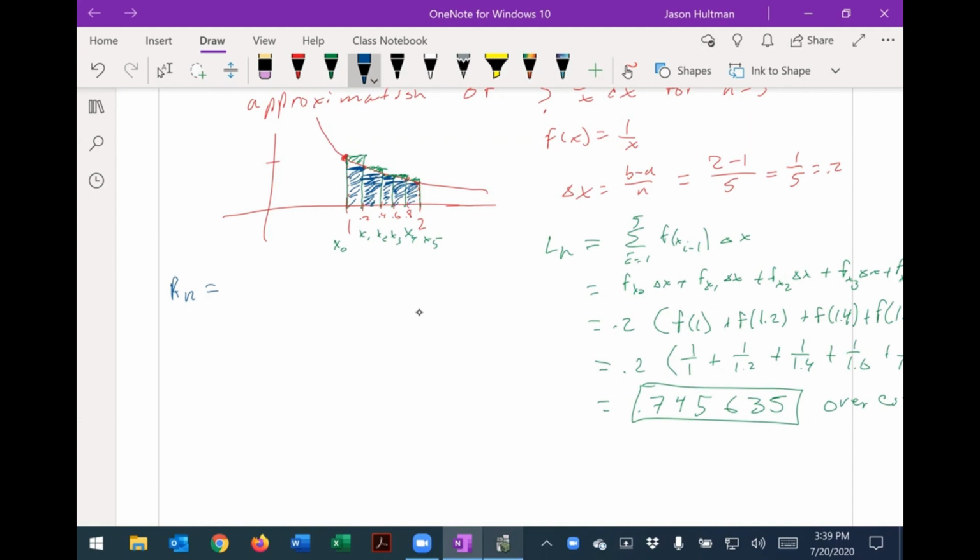Okay, and so it's the same procedure as before. It's just i equals 1 to 5. But in this case, instead of starting at 1, we're going to start at 1.2. This is f of x sub i.